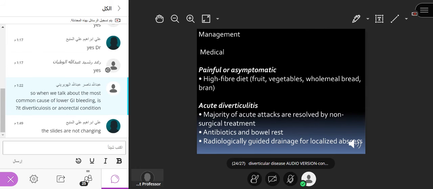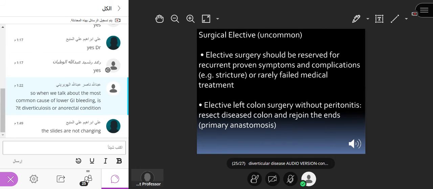The majority of acute attacks are resolved by non-surgical treatment: antibiotics and bowel rest, NPO, right? Bowel rest means NPO, plus radiologically guided drainage of a localized abscess. Then surgical treatment for obstruction and for peritonitis. Elective surgery should be reserved for recurrent proven symptoms and complications, for example a stricture which leads to obstruction. For peritonitis, you do laparotomy, and then you have to resect and do a primary anastomosis.